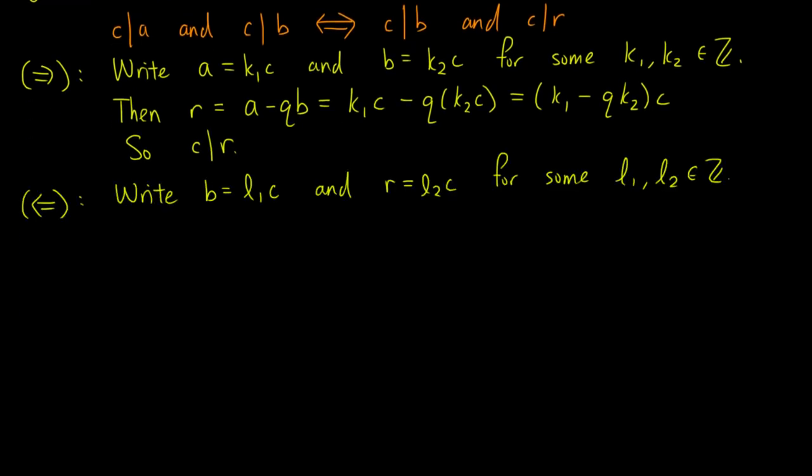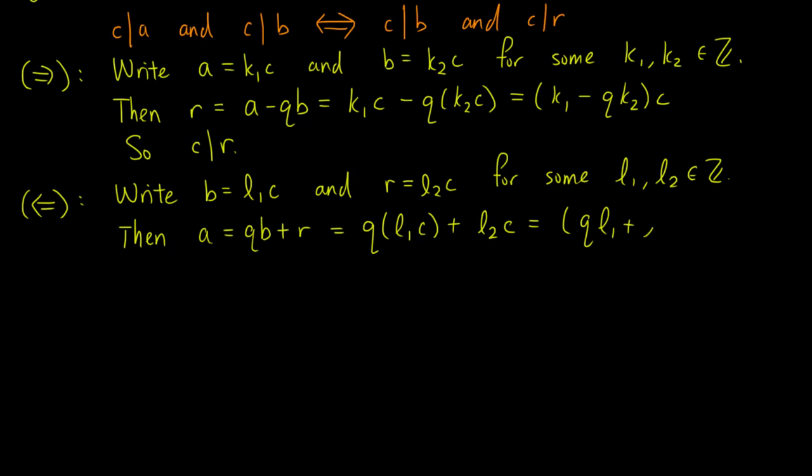Conversely, write b equals L1 times c and r equals L2 times c for some L1 and L2 integers. Then a equals q times b plus r, which equals q times L1 times c plus L2 times c. So again we can take out the common factor c to write (q times L1 plus L2) times c. So c divides a, and the proof is complete.